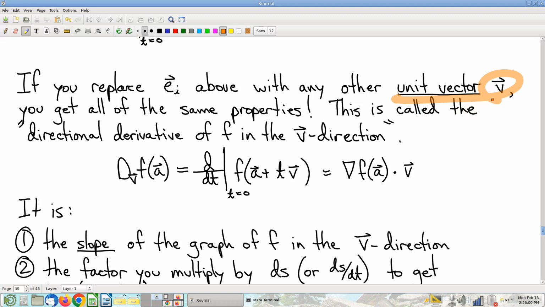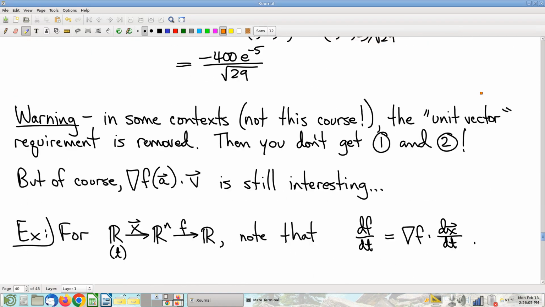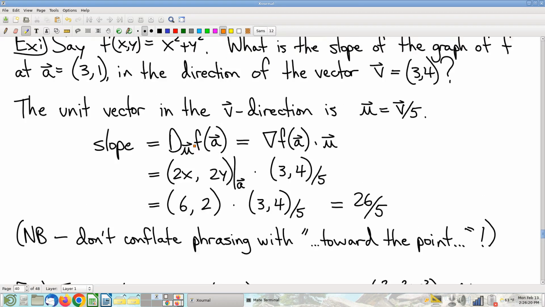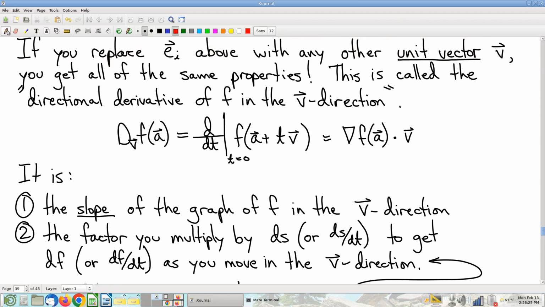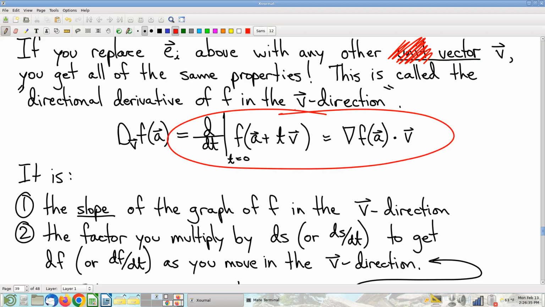right? But I just want y'all to be aware that in other contexts, in some cases, the unit vector requirement is removed, thus allowing you to talk about directional derivatives of any vector, unit or non-unit, whatever. So what's the argument there? Why would they do such a thing? If you remove this unit requirement, what's interesting is these two things are still equal to each other.